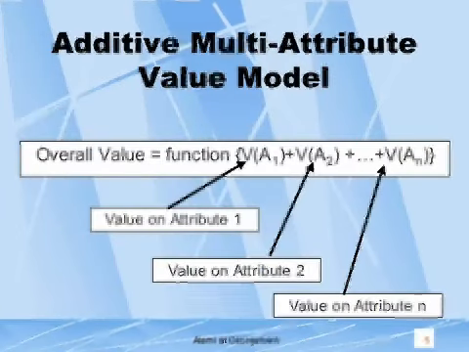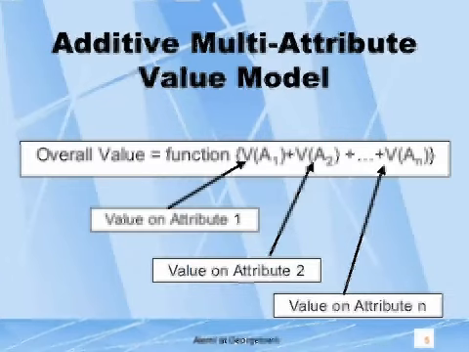The procedure we use to score the vendors is based on a multi-attribute value model. If each vendor was described in terms of n attributes, A1, A2, etc., AN, then the vendor would be assigned a score on each attribute, VA1, VA2, etc., VAN. The overall value of the vendor is a function of the value of the option on each attribute.